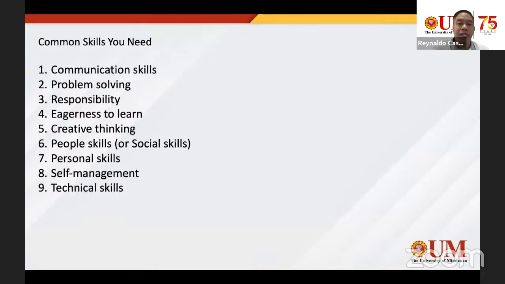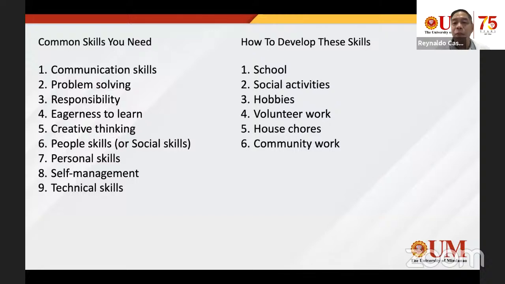The other one is your personal skills, your self-management, and your technical skills. All right, so these are the common skills that employers are looking for. These are generic skills regardless of your field of discipline. And of course, how to develop these skills while you're still in school. Are you doing some volunteer work?